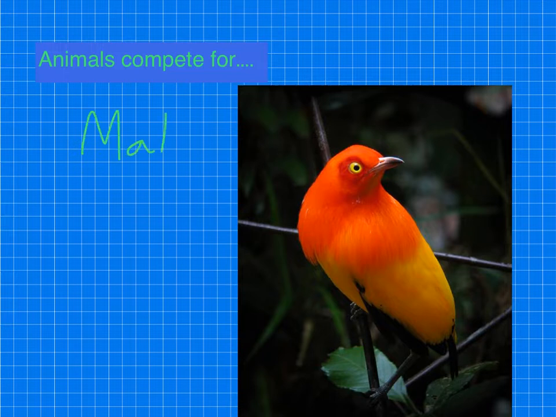Okay, so here I've got a male bowerbird. This is a male bowerbird, and it competes with other male bowerbirds for female birds by having bright plumage. And the brighter the plumage, and the more they dance around as well, then they're likely to get the mate.